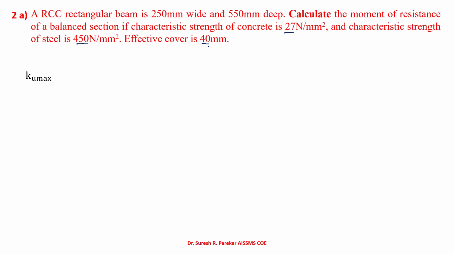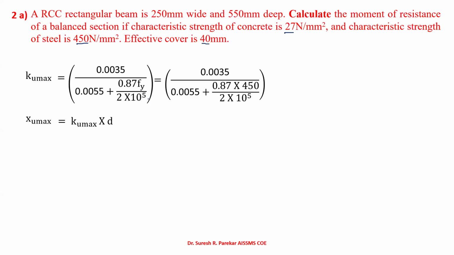So we have the formula for KU max: 0.0035 upon 0.0055 plus 0.87 Fy upon 2 into 10 raised to 5. So this formula depends only on Fy. So from this we will calculate the value of KU max. If we calculate, we have this value equal to 0.47. So for this value, I will get 2 marks.